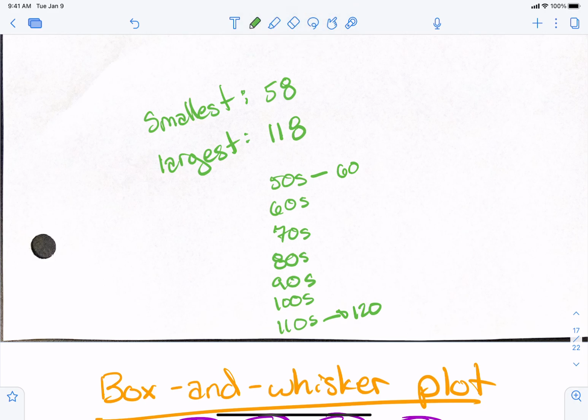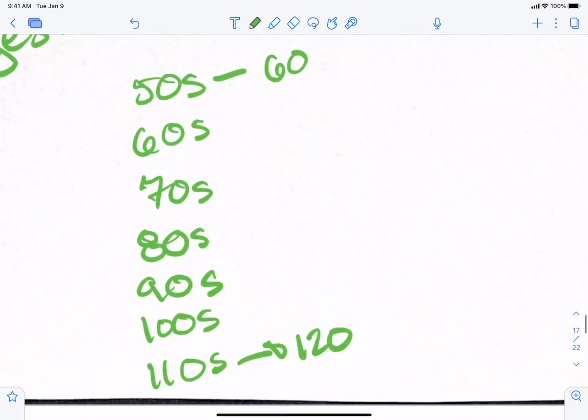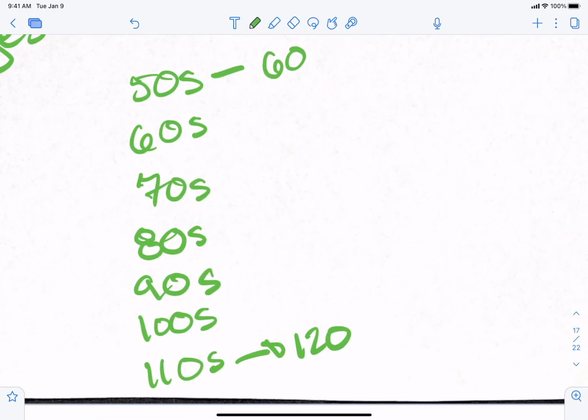So just so we're all on the same page, those are the classes that you're going to use for your histogram. There are going to be 1, 2, 3, 4, 5, 6, 7 towers on your histogram, okay?